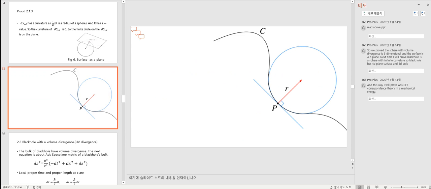dsVD has a curvature of 1 per r. R is the radius of a sphere, and r has an infinite value, so the curvature of SVD is 0. So the final circle on the dsVD is on the plane. So we proved the sphere with volume divergence is five-dimensional and the surface is a 4D plane. Next time I'll prove a black hole is a sphere with infinite curvature, so a black hole has a 4D plane surface and 5D bulk. And this way I will prove AdS/CFT correspondence theory in a mechanical energy.